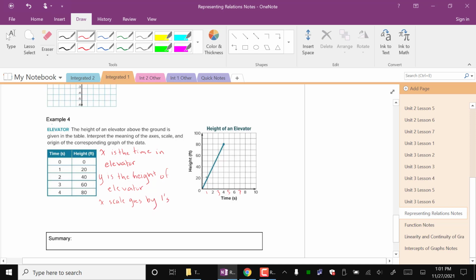Now let's look at the y scale. Again, it's kind of tricking you again for the y. The y's got 20, 40, 60, 80, but there's a mark in between those. So the y is actually going by 10, 20, 30, 40, 50, 60, 70, 80, 90. So the y scale goes by 10.